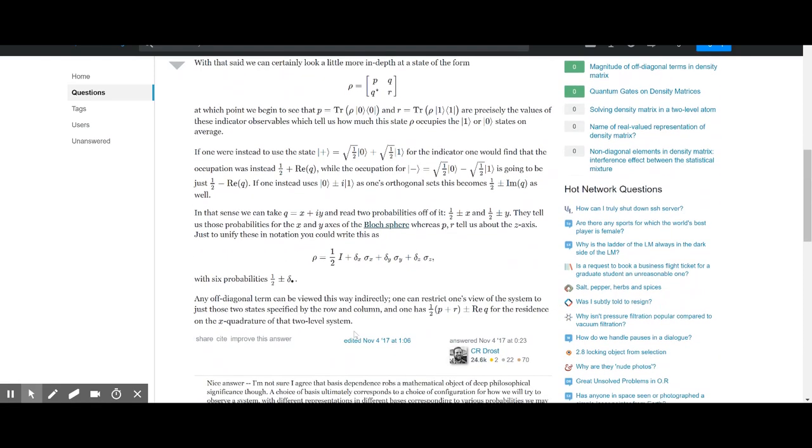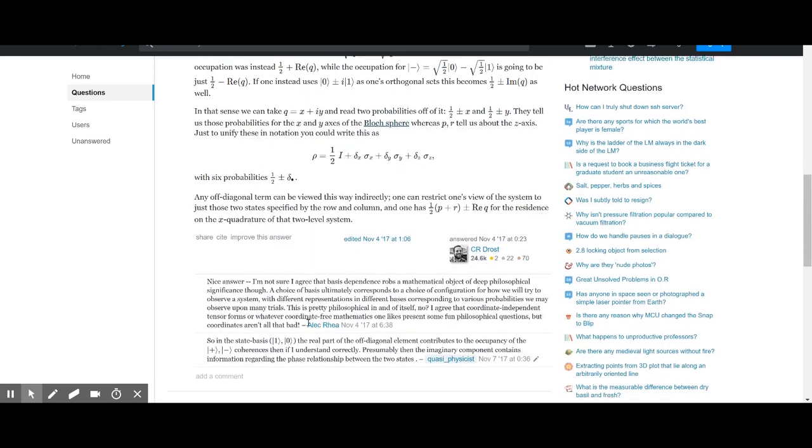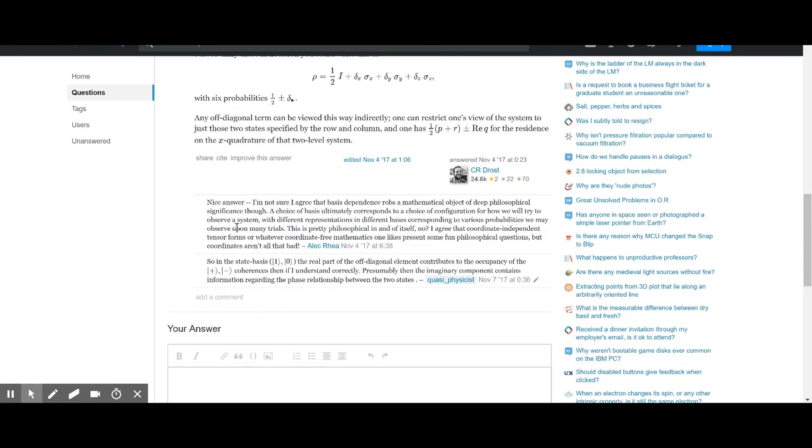But does this mean that in the state basis, the real part of the off-diagonal elements contributes to the occupancy of the plus-minus states, and the imaginary component contains information regarding the phase relationship between the two states?